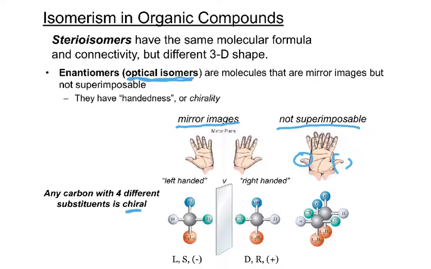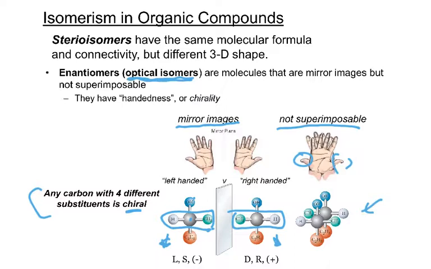So a molecule is chiral if it has a carbon with 4 different things, 4 different substituents bonded to it. So in this case, we have a carbon in the center, and it has a hydrogen, a hydroxide, OH, or an alcohol group, a methyl group, CH3, and an ethyl group, C2H5. 4 different things. They are mirror images of each other, but they are not superimposable. On this one, these 2 groups are flipped, and that makes them not superimposable. So we have a right-handed version and a left-handed version of the molecule.